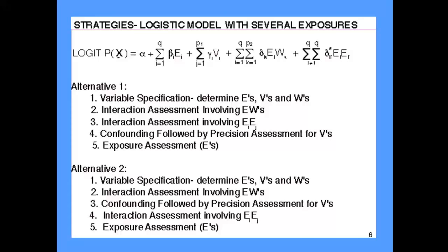I'm just telling you what the advantage here is: interaction before confounding. This is confounding before you deal with E's. That's what this says. Deal with confounding, deal with covariates before you deal with your exposure variables.